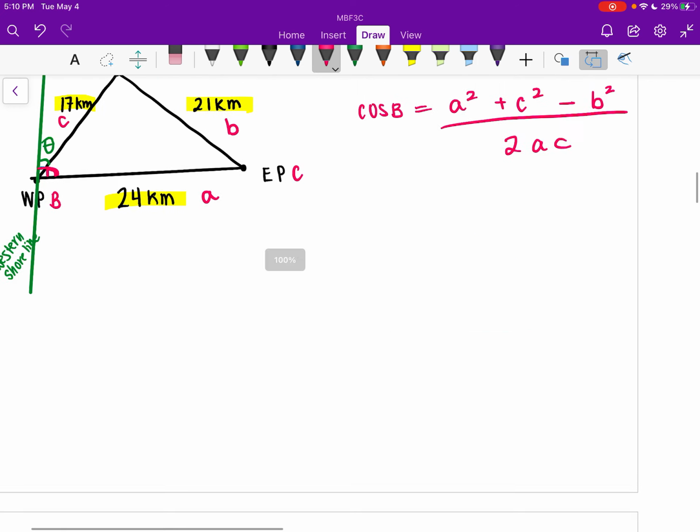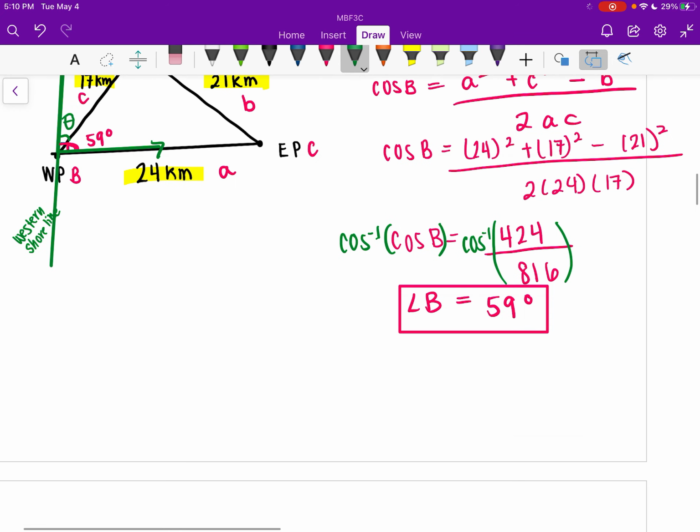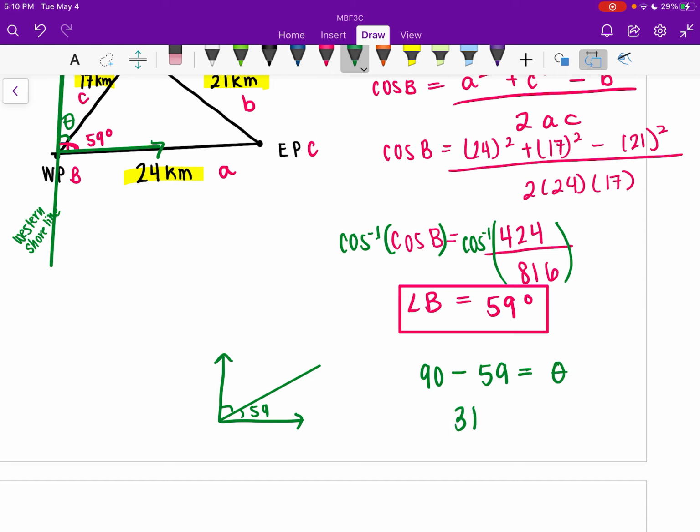And since this entire thing makes a right 90-degree angle, now I know that in my 90-degree angle, one of the angles is 59. So it's really easy to find the other one. A 90-degree angle is always equal to 90 degrees. If I know that some portion of it is 59, I just have to do 90 minus 59 is equal to theta. So 90 minus 59 is 31. So I know that that angle is 31 degrees right here.